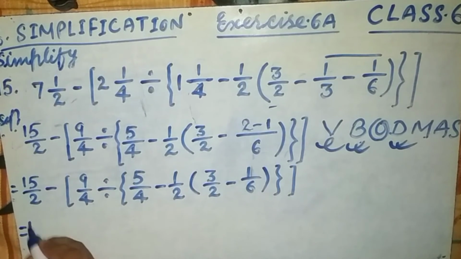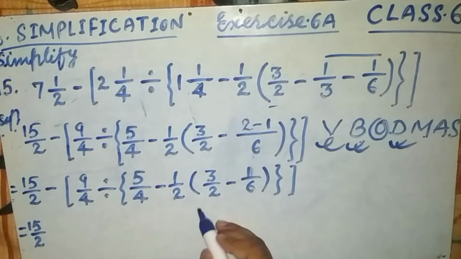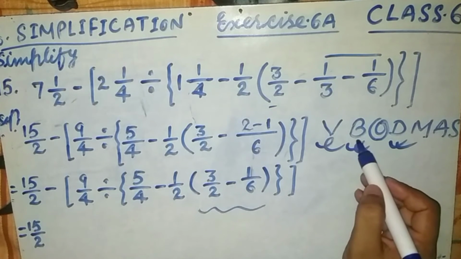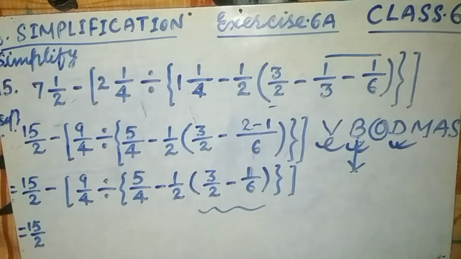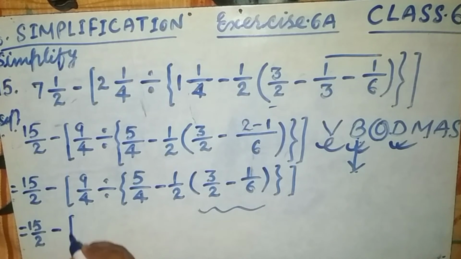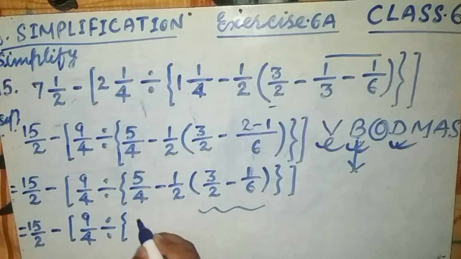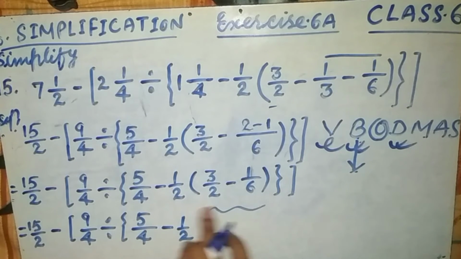Now then we will work for this small bracket, because after the vinculum we will get the bracket. Before brackets means including 3 brackets, a small, curly and big. Now this is 15 by 2 as it is, minus bracket as it is, 9 by 4 as it is, divide as it is, curly bracket as it is, 5 by 4 as it is, minus 1 by 2 as it is. Now take the LCM of, first take the LCM of 2 and 6. 6 is the LCM. Okay, close.